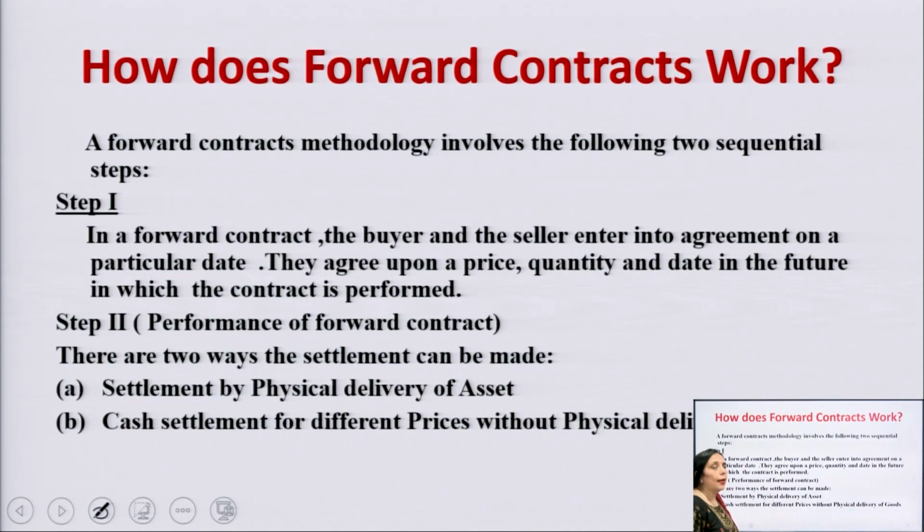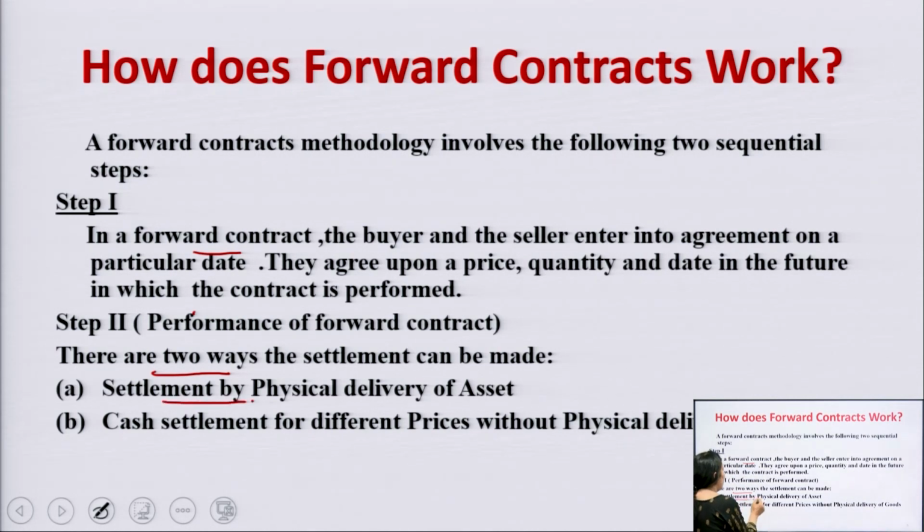Now the question arises, how does a forward contract work? Actually, there are two very important steps. In a forward contract, there are two parties, the buyer and the seller. They agree upon a price, quantity and date in the future on which the contract is performed. The second one is the performance of the forward contract. There are two ways in which the settlement can be made.